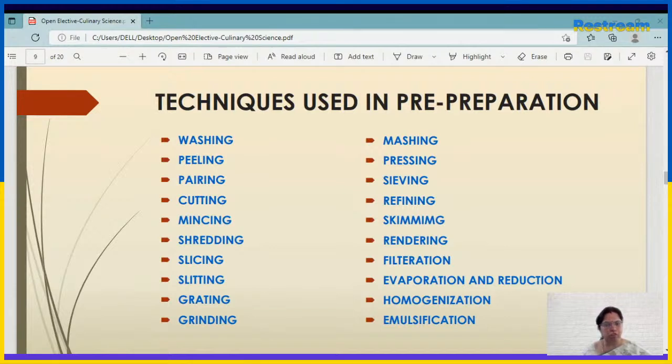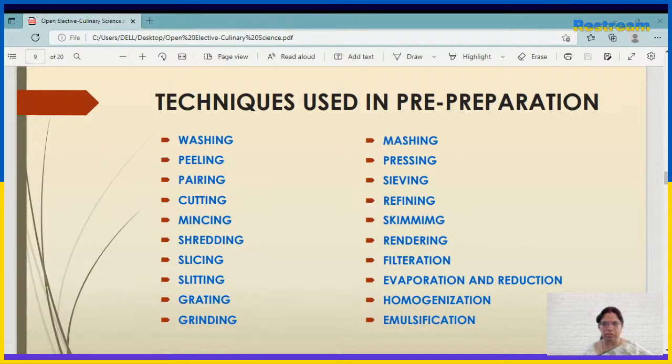Skimming, removing the floating layer. Rendering, separation of fat of animals from their connective tissues by heat. Then filtration, separating solids from liquids through fine meshed material. Then evaporation and reduction, removal of water without the lid. Homogenization, subdividing large particles into smaller ones by forcing them through an aperture. Especially in milk, homogenization takes place. Emulsification, that is dispersing one liquid into another.